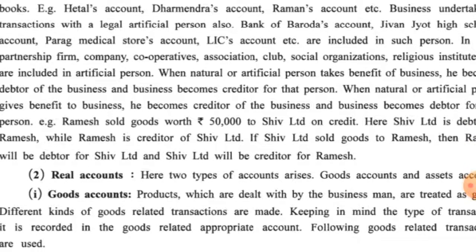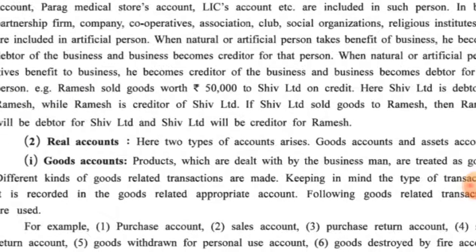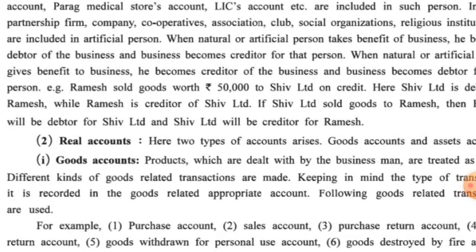Next one, that is real account. In real account there were two parts we already discussed, that is goods related transactions and assets related transactions. Okay, so first of all let us understand goods accounts. Products which are dealt with by businessmen are treated as goods. Different kinds of goods related transactions are made. Keeping in mind the type of transaction, it is recorded in the appropriate goods related account.